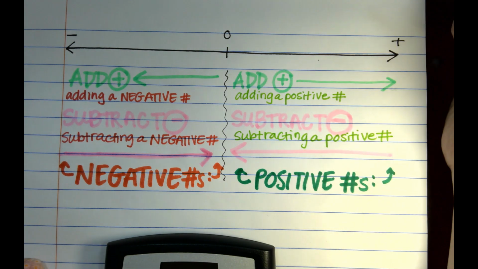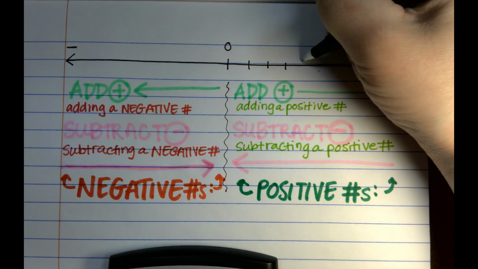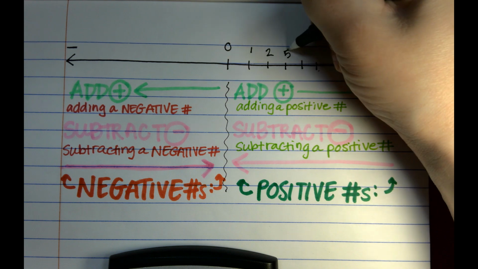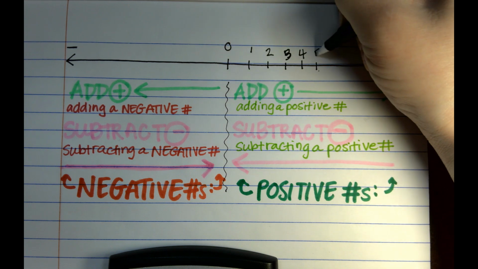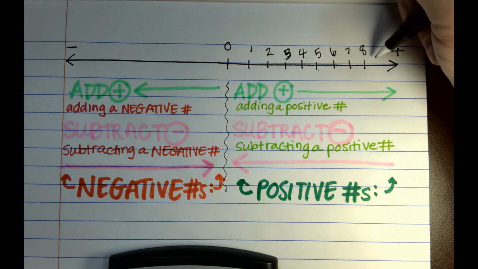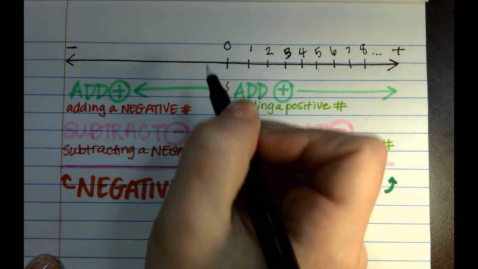So just to give you some numbers to base this on, 1, 2, 3, 4, 5. There's our positive numbers. Here's our negative numbers.